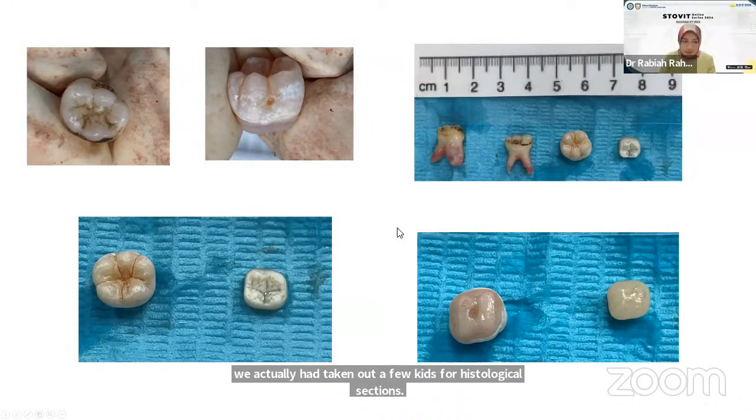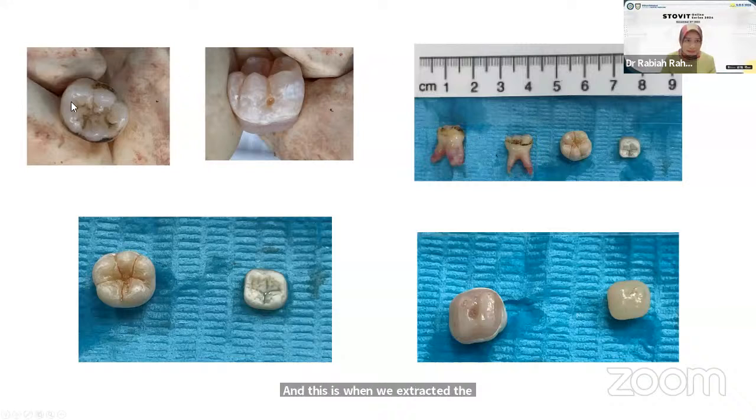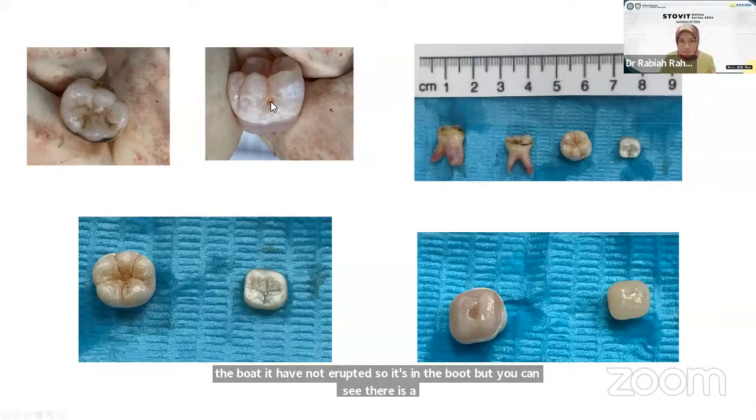And this is when we extracted the teeth, as you can see here, right? This was a tooth that was still in the bone. It had not erupted, so it's in the bone. But you can see there is a hole here. This is actually not caries because it was still in the bone.